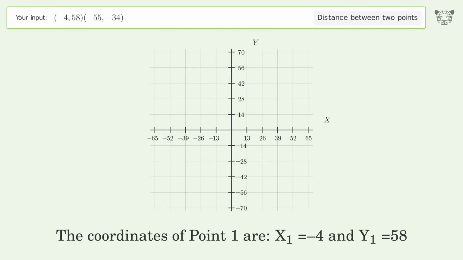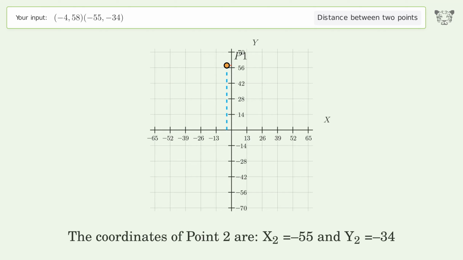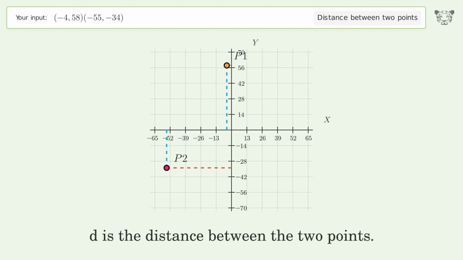The coordinates of point 1 are x1 equals -4 and y1 equals 58. The coordinates of point 2 are x2 equals -55 and y2 equals -34. D is the distance between the 2 points.